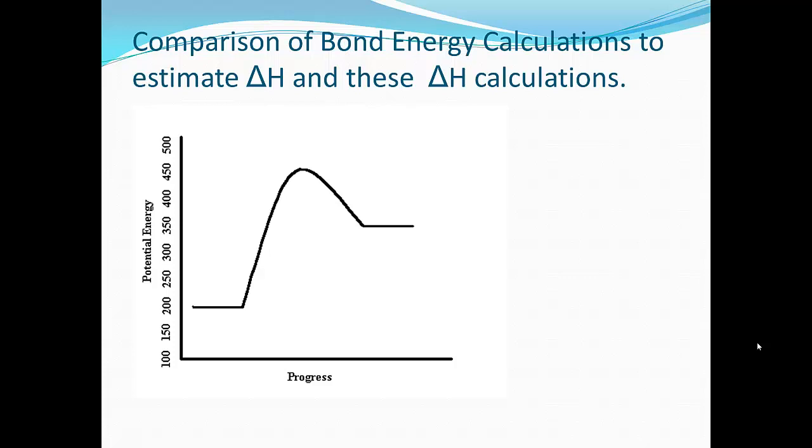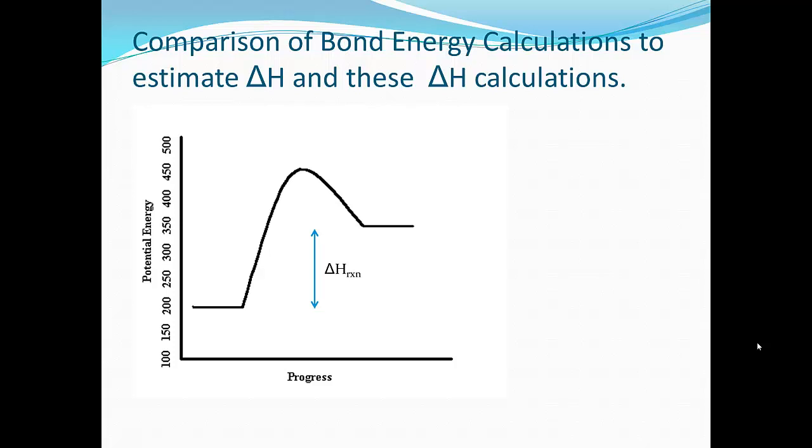Now, in our previous unit, we talked about doing bond energy calculations to estimate delta H, and now we're doing this delta H formulation, which is slightly different. So I wanted to explain to you why the formulas for these are different. For example, in the bond energy calculations, it wasn't products minus reactants, but this one is. So why is that?